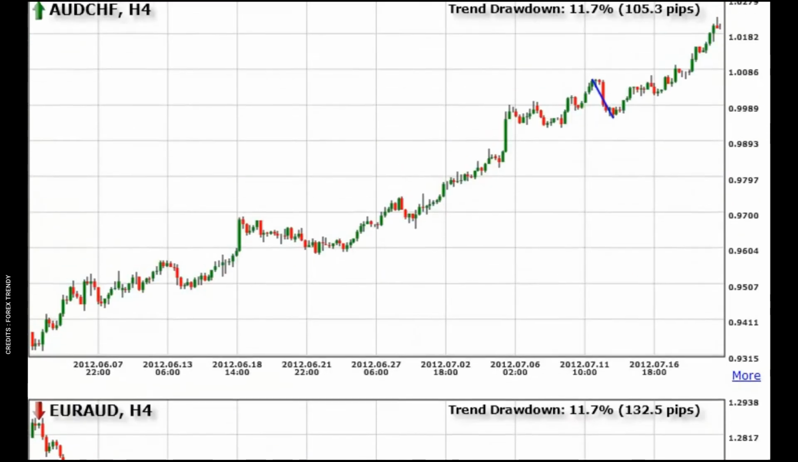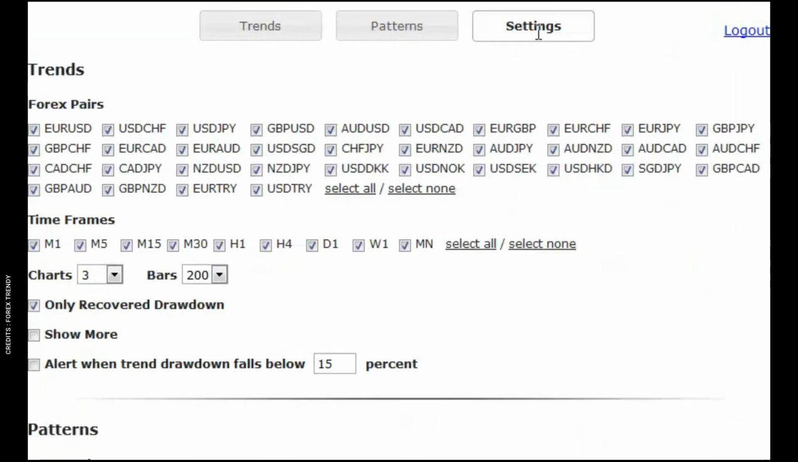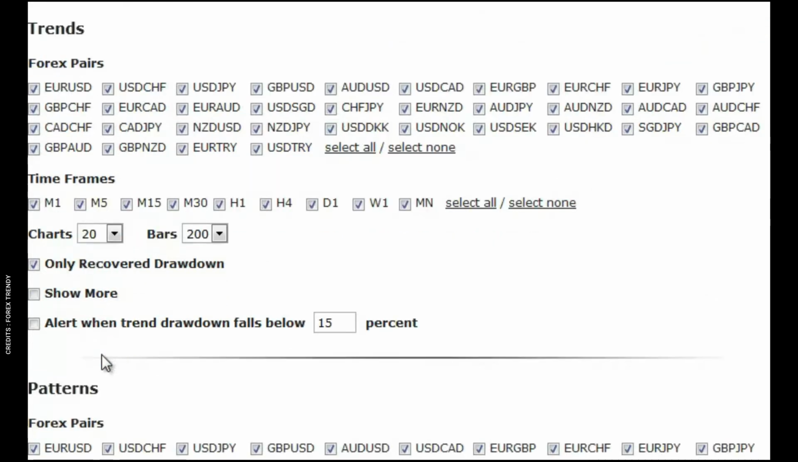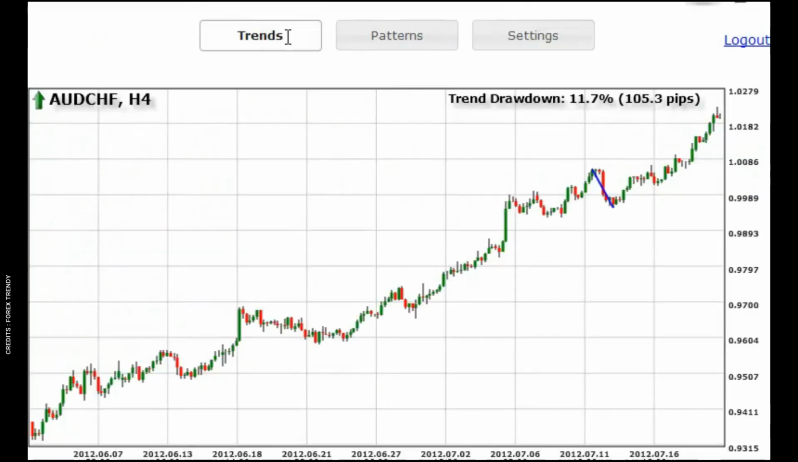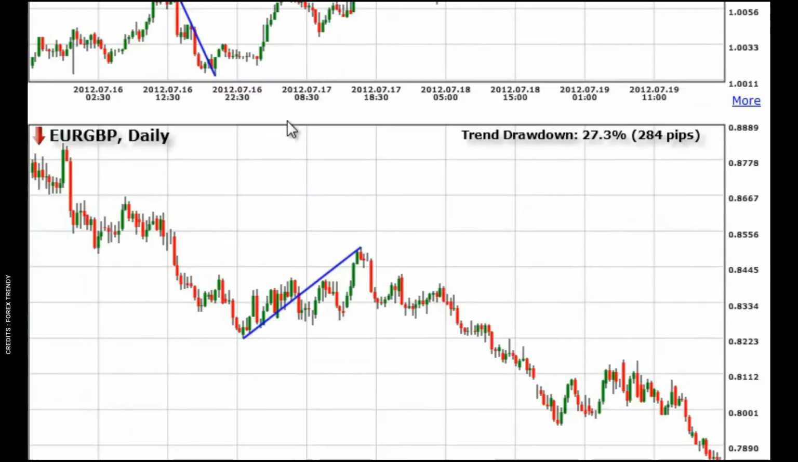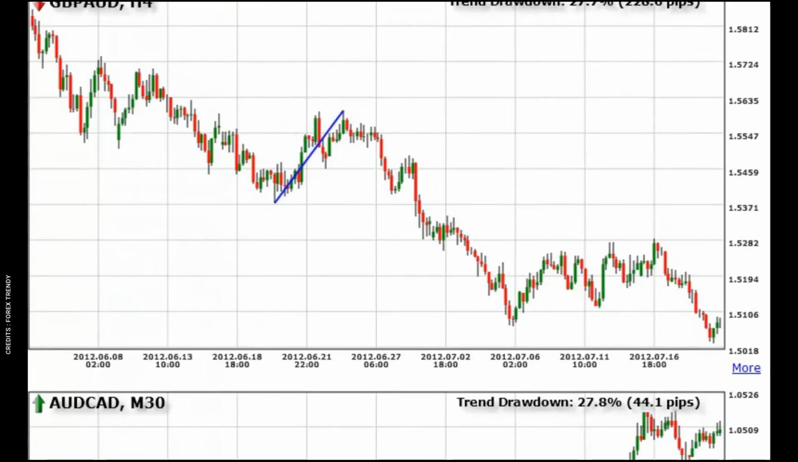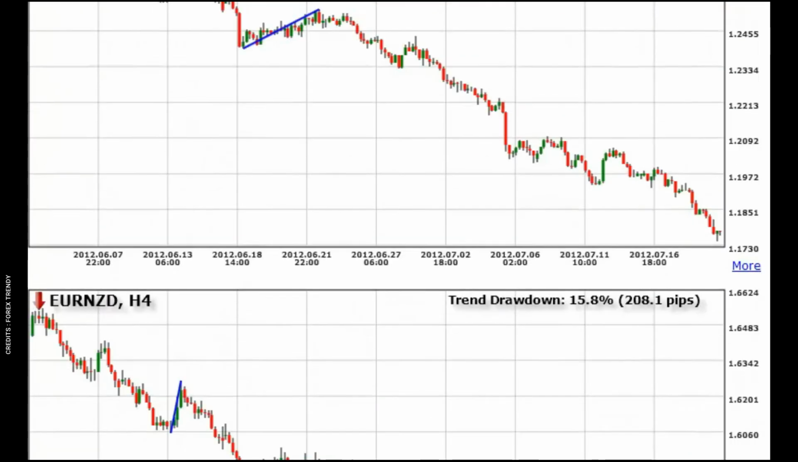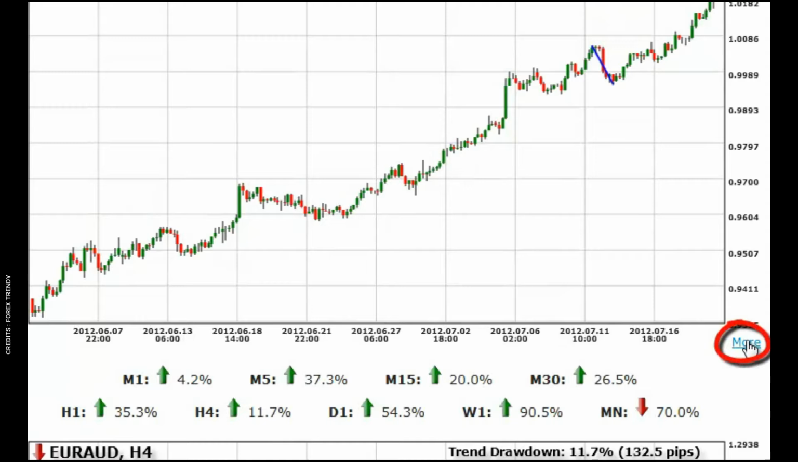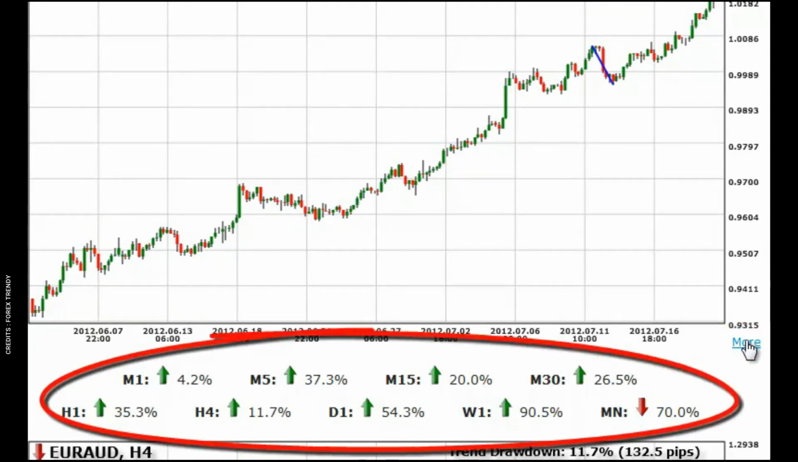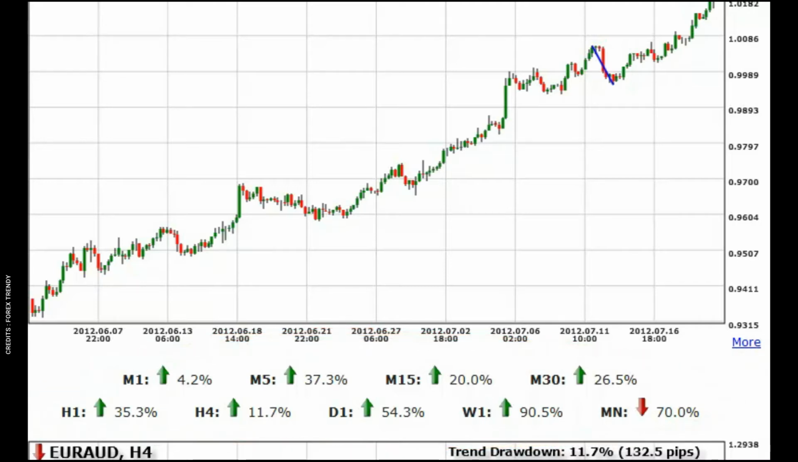If you want to see more charts, click on Settings. Let's choose 20 charts. Save settings for the next time you log in. Go back into Trends, and as we scroll down, the drawdown becomes higher, but it might still be good for trend following. The first chart is always the best one. If you click on More in this corner, you'll see a quick overview of the same pair on the other timeframes. In this case, most of the arrows are showing upward movement, which is a good confirmation.